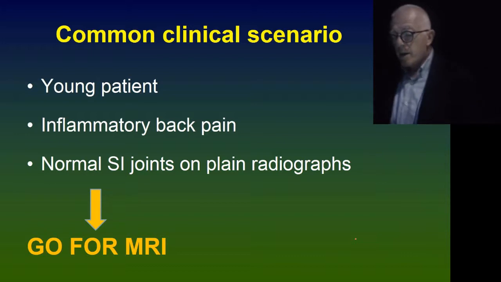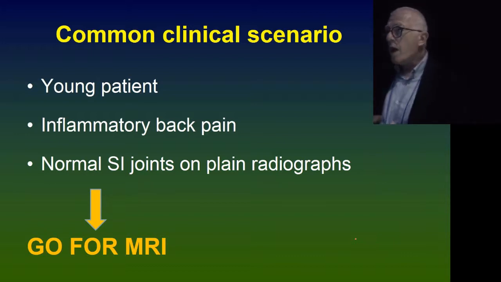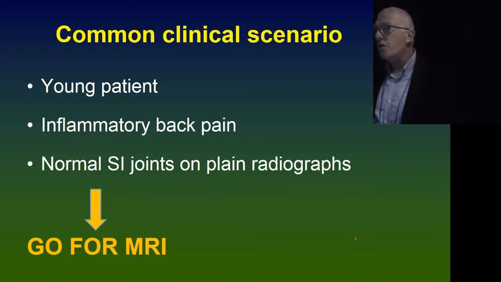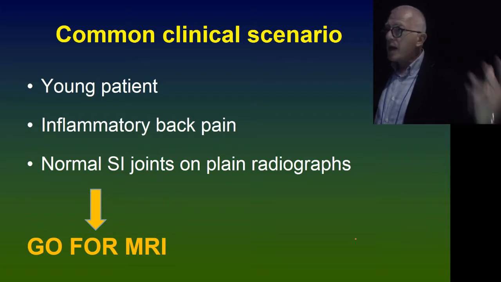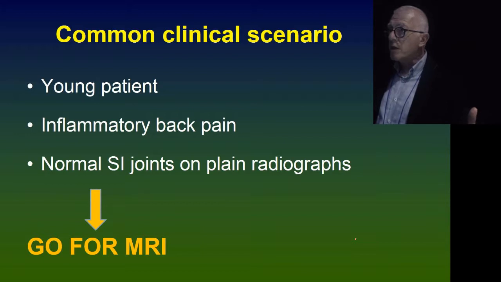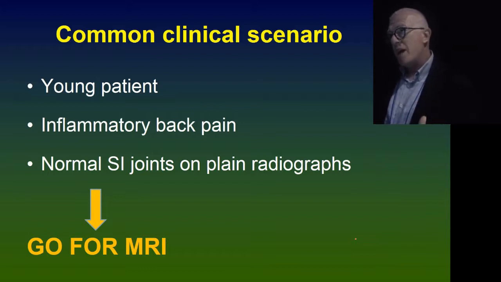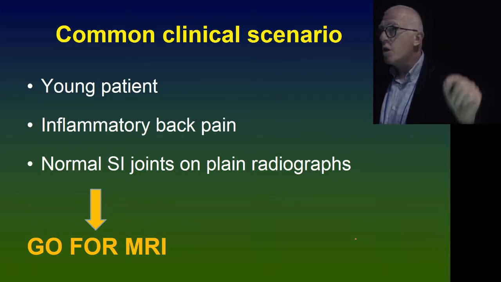So the common clinical scenario that we have to deal with is a young patient, less than 45, with inflammatory back pain. That means 1 or 2 hours of stiffness and pain in the morning, lasting for more than 3 months. We have normal SI joints. We don't need to have plain radiographs again and again because they induce radiation. There is some radiation burden, and we don't have changes until 5 years after the onset of symptoms. Therefore, in these patients, we have to go for MRI.